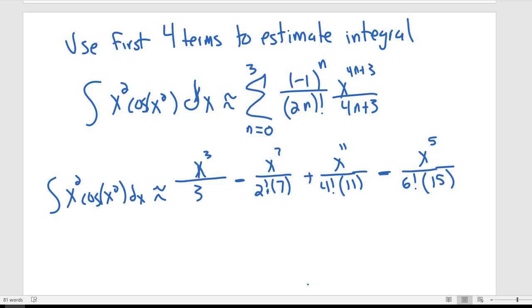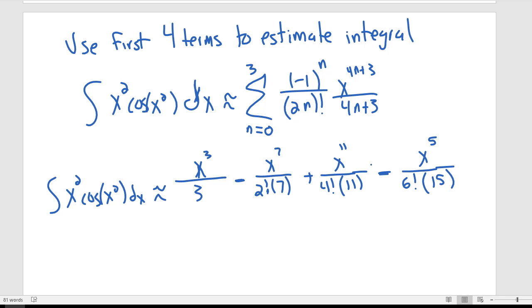So the first four terms of that series give me an estimation to the integral of that function. Now, a legitimate question here is, why would we approximate? Well, think back to the wave question that we had.